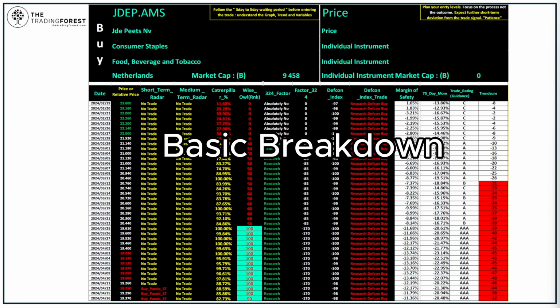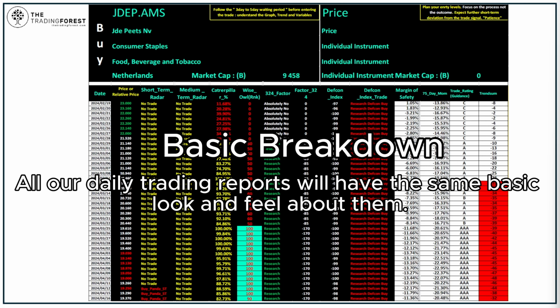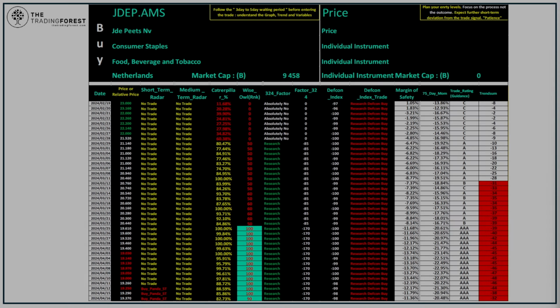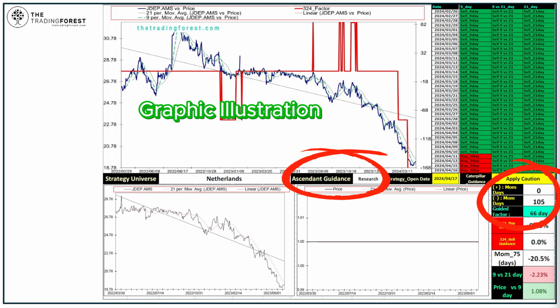See a basic breakdown of our trading report with all our key variables. All our daily trading reports will have the same basic look and feel about them. Analyze them in your own time and ensure you get a basic understanding of them. This page contains the graphic illustration of the strategy in question with a summary of the most important variables. Pay close attention to the guided factor, ascendant guidance, and caterpillar guidance.